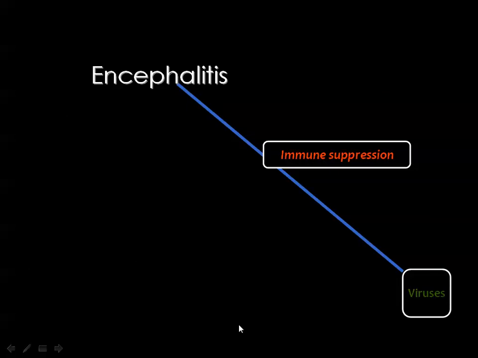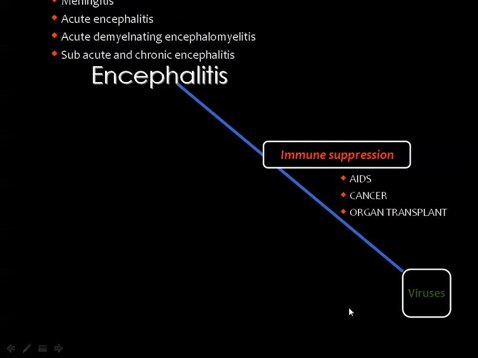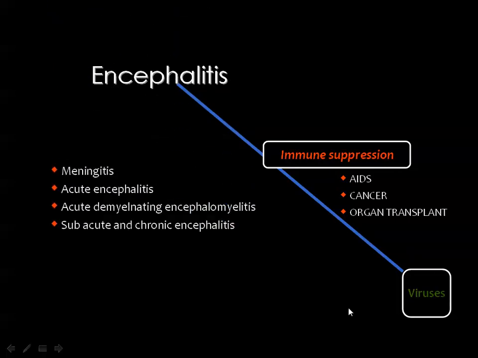Then we came to the issue of encephalitis, and encephalitis usually occurs in patients who are immune suppressed. And different causes of immune suppression include HIV infection, malignancies, and patients with organ transplant receiving immunosuppressive drugs. Encephalitis is usually caused by viruses, and it will result in many intracranial changes.